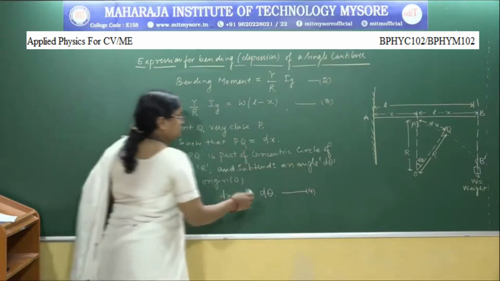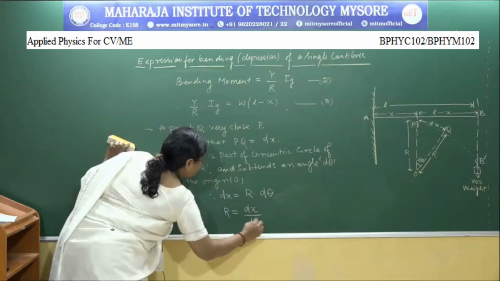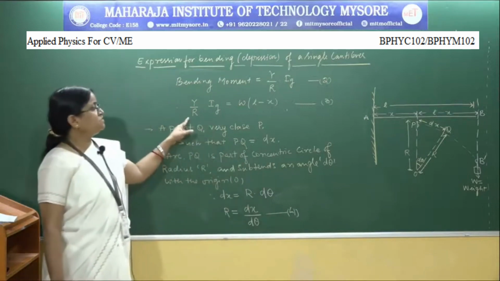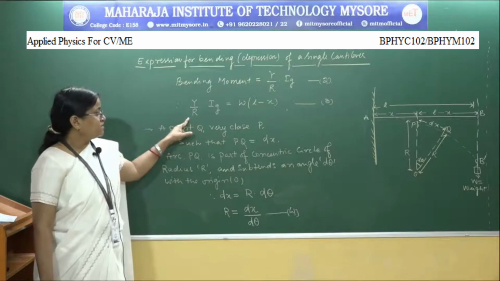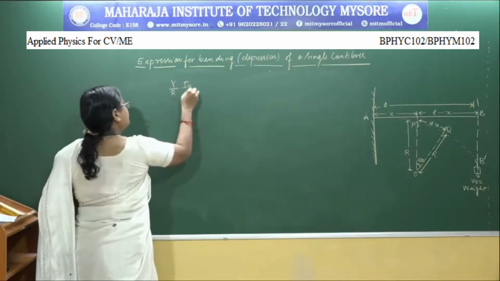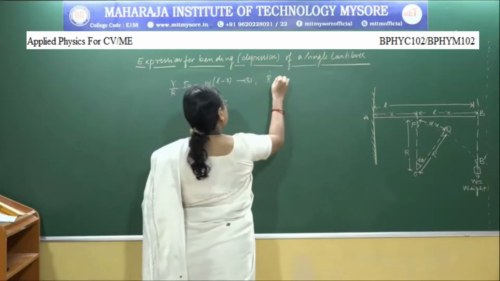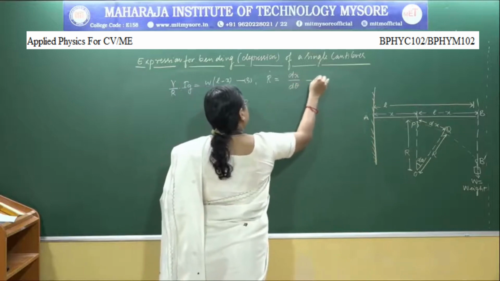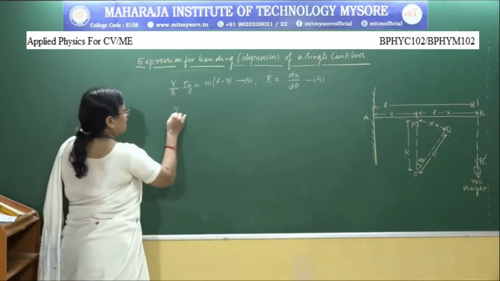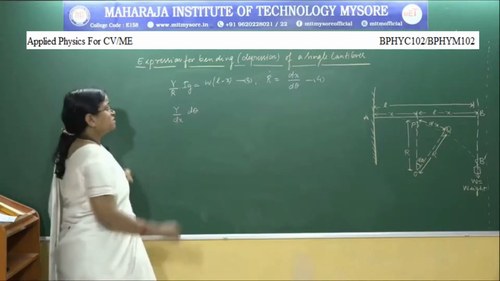So now R will be equal to dx by d theta. This R value of equation 4 we will substitute in equation 3. So if we substitute in equation 3, we get, equation 3 is Y by R into Ig is equal to W into L minus x, and in equation 4, R is equal to dx by d theta. So if we replace the value of R from equation 4, what we get is Y, R means dx by d theta, denominator goes to the numerator.